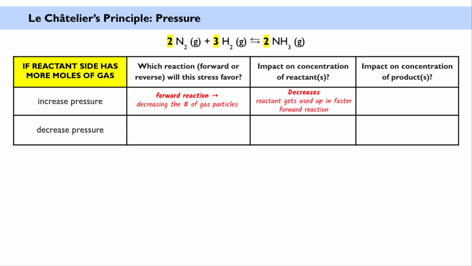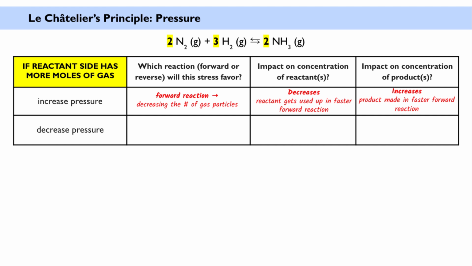This will decrease the concentration of reactants because reactant gets used up faster if the forward reaction is happening at a faster rate, and it will increase the concentration of the products at equilibrium because the products will be made faster if the forward reaction is faster. Let's think about the opposite scenario.